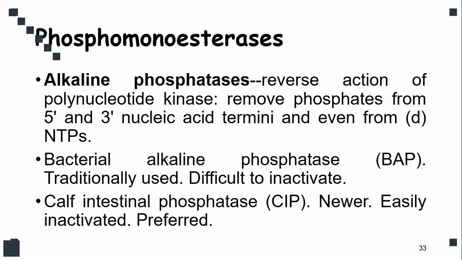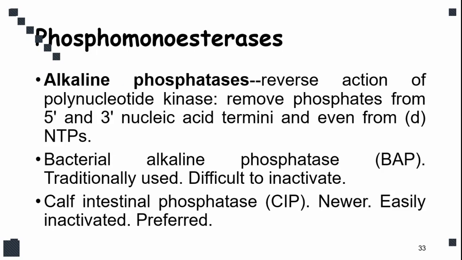The other one is what we call phosphomonoesterases. What do phosphomonoesterases do? They reverse the action of polynucleotide kinase. Polynucleotide kinase enables us to add phosphate to a molecule or biological structure, whether it's protein or whatever. Remember that phosphorylation of an organic material is actually energization of that material. So what phosphomonoesterases do is remove this phosphate, and that's why we say it's a reverse.